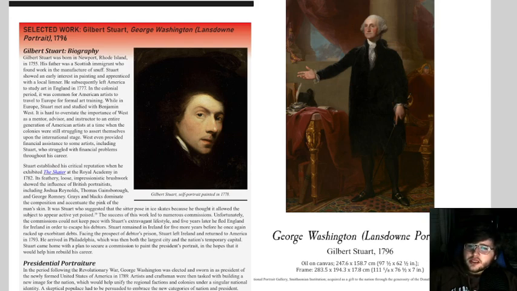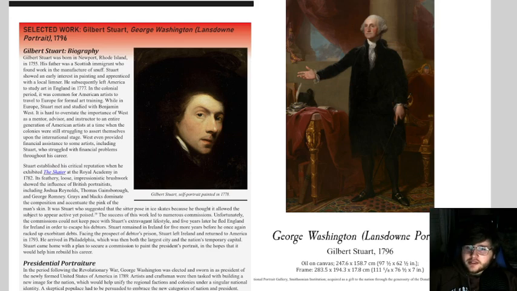Stuart showed an early interest in painting and apprenticed with a local limner. He subsequently left America to study art in England in 1777. In the colonial period, it was common for American artists to travel to Europe for formal art training. While in Europe, Stuart met and studied with Benjamin West.